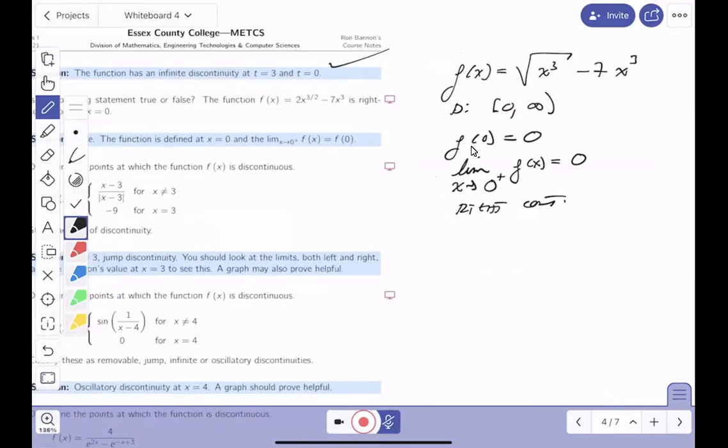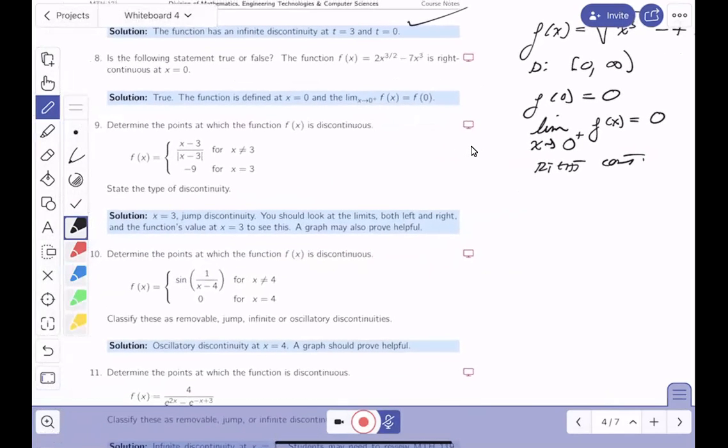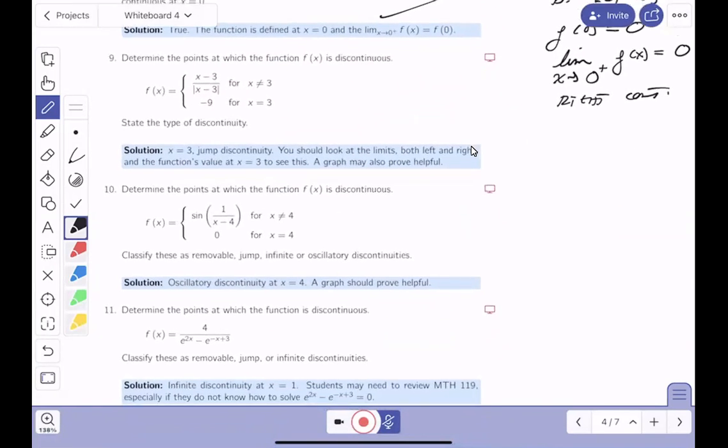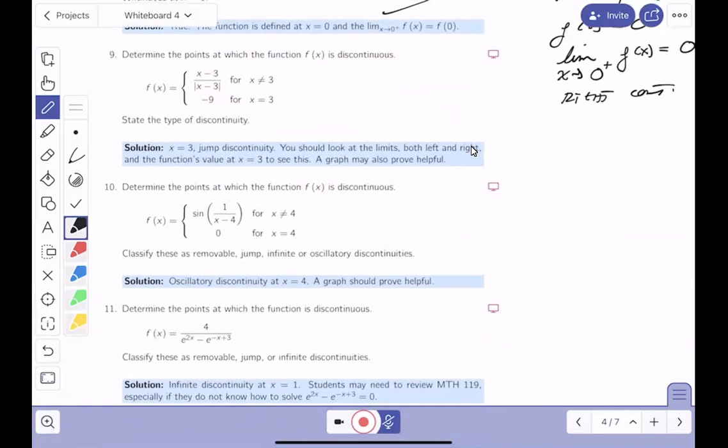I would look at the work, see what they say. They said the function is defined at x equals 0, and the limit as x approaches 0 from the right of f of x is also equal to 0. So I feel good about that. All right, number 9. And again, I'm reading the questions as we go through. It's pretty quick to do.